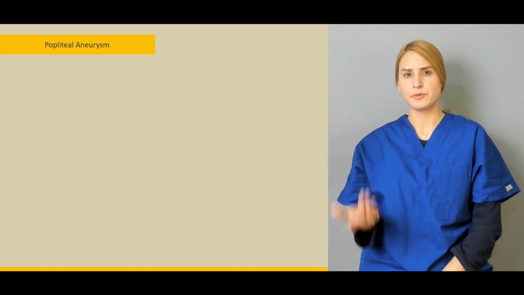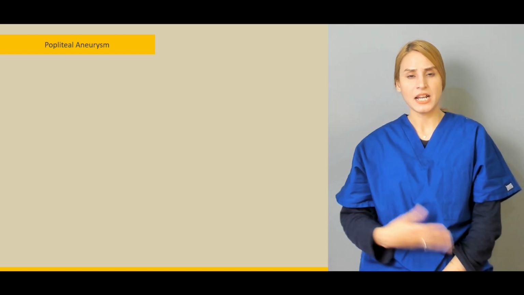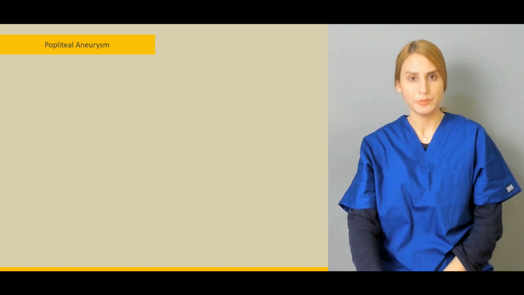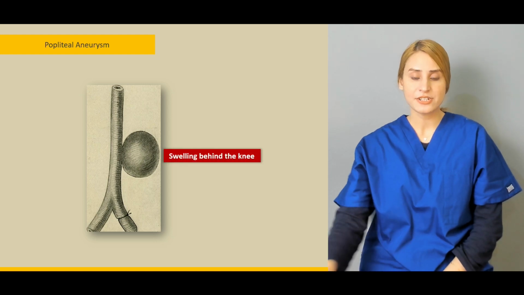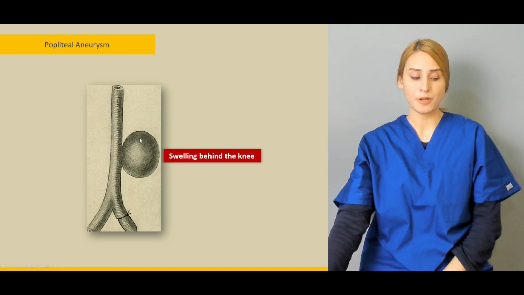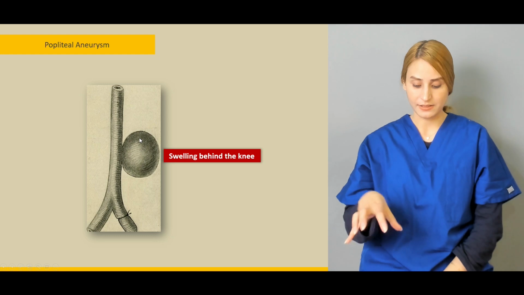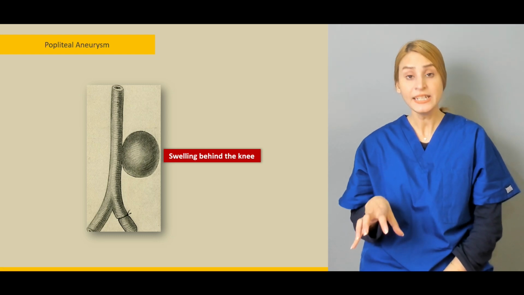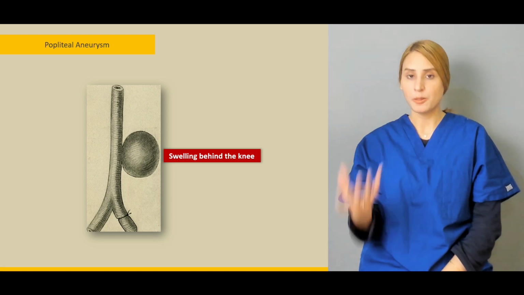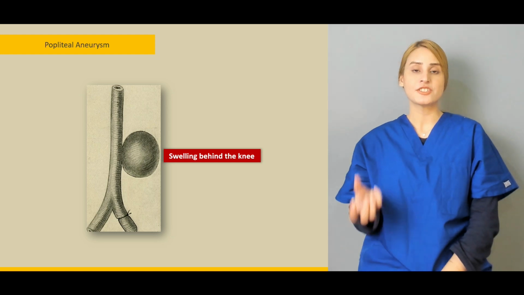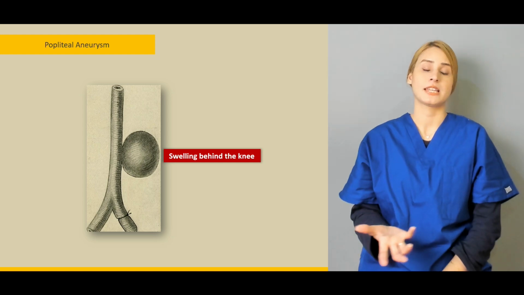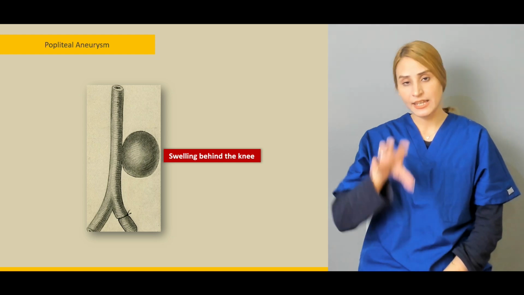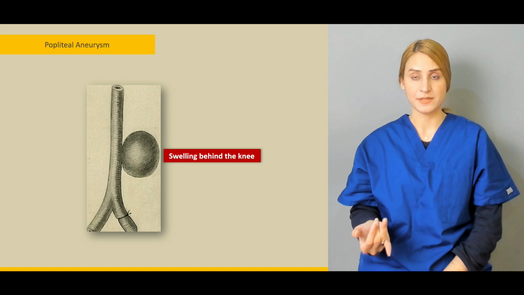Because of that, there would be signs and symptoms of ischemia, and sometimes the patient can develop gangrene. The popliteal artery is actually behind the knee, in the popliteal fossa. So there would be a swelling in the knee that can extend above or below the knee. That depends on the length of the aneurysm and the diameter of the aneurysm.